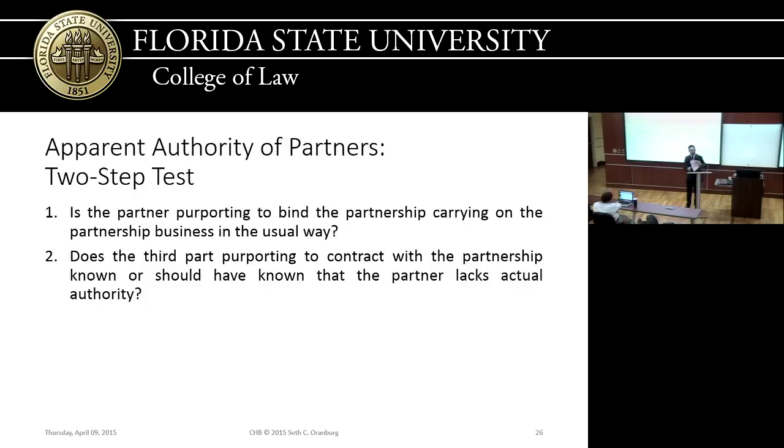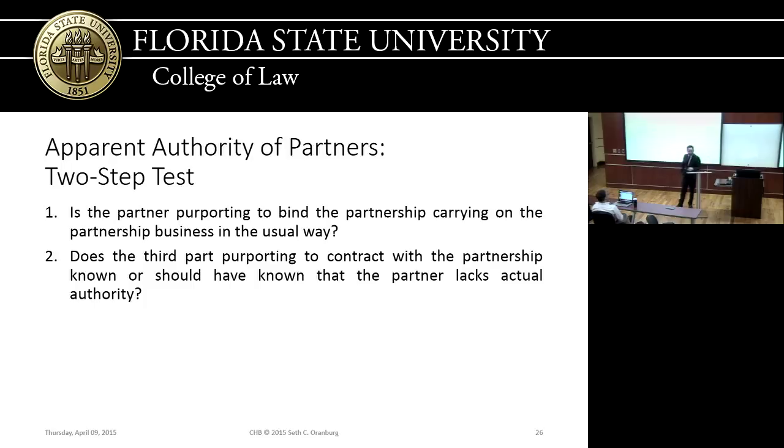So here's your test for apparent authority. That was actual authority. Now for apparent authority, we have a two-step test to determine if a partner has apparent authority. And again, we go back to the usual course. The first step: is the partner purporting to bind the partnership carrying on the partnership business in the usual way? Usually the inquiry stops there. If the linen company is buying detergent, you pretty much have apparent authority there.